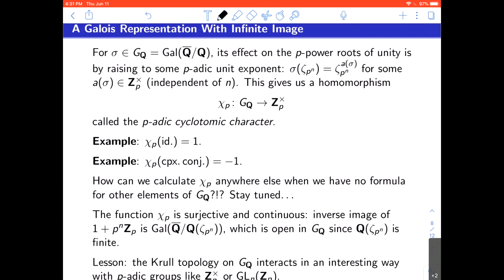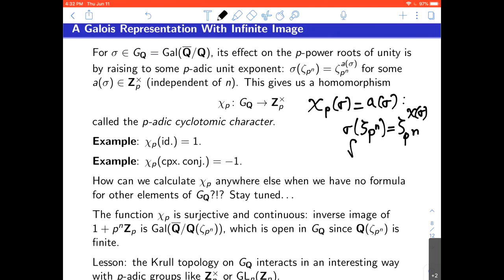And so associating to an element in GQ, by looking at its action on all the p power roots of unity, gives us a p-adic unit, A of sigma. And so associating sigma to A of sigma, well, that's a homomorphism. Okay, so when I say chi sub p of sigma is A of sigma, what does that mean? I'm basically saying it's the number by which sigma affects all the p power roots of unity. Okay, by looking at them for all n, you link things together and you create a unique p-adic unit.